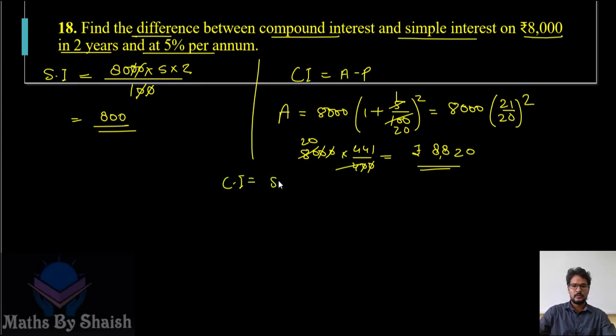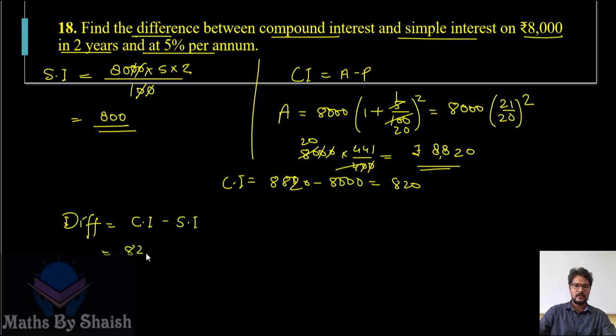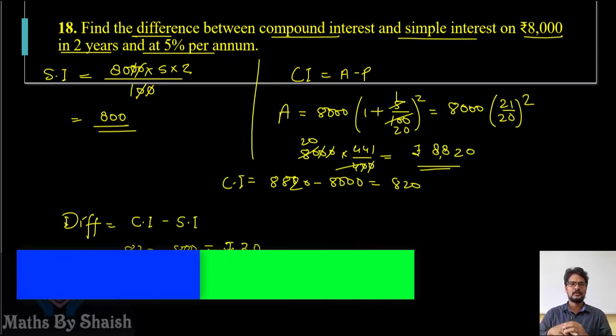So compound interest is going to be 8,820 minus the principal, that is 8,000. So it becomes 820. The difference: of course CI is bigger, so you will subtract SI from CI, and that is going to be 820 minus 800, that is 20 rupees. So the compound interest is 20 rupees more than simple interest. So that's it. That was the last question.